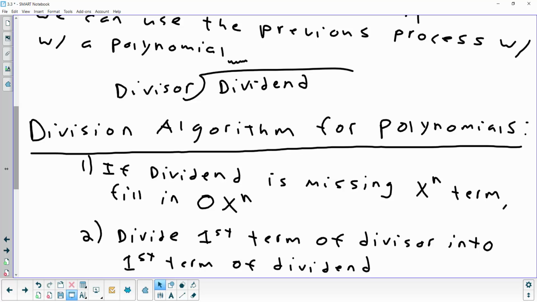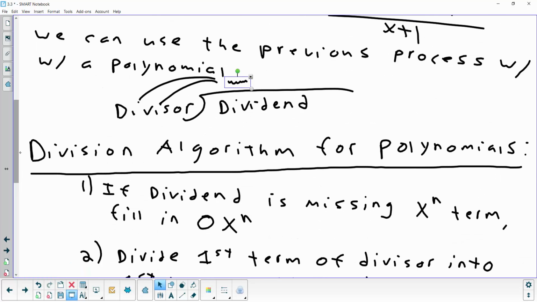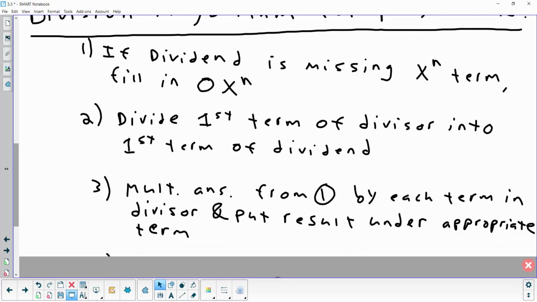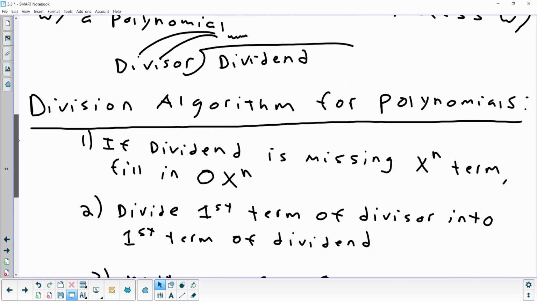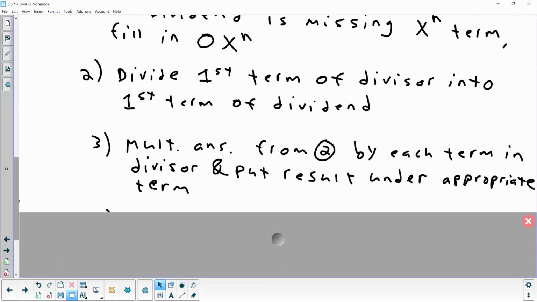Now you're going to take the answer that you just got and multiply it back out to the divisor. The divisor is usually going to have a couple of terms in it, so it's like the distributive property. Multiply the answer that you just got from step 2 by every term in the divisor. And as we do that, we're going to start lining things up under the dividend. We have to line things up in the right column. What I mean by that is like terms.